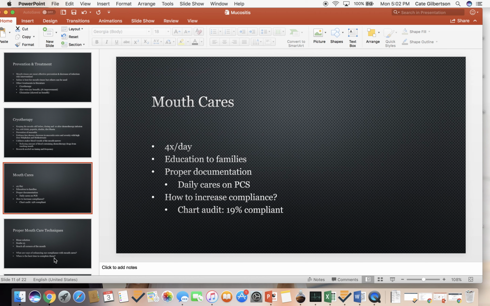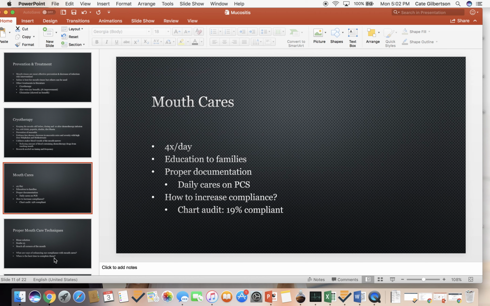Moving forward, I should mention, there will be a handout within our admission packet that talks about this education with the families. It talks about what mucositis is, how to do the mouth cares, what the mouth cares are, and what that might prevent. What we want to do is get our families on board with the 4 times a day and have them take ownership of it.